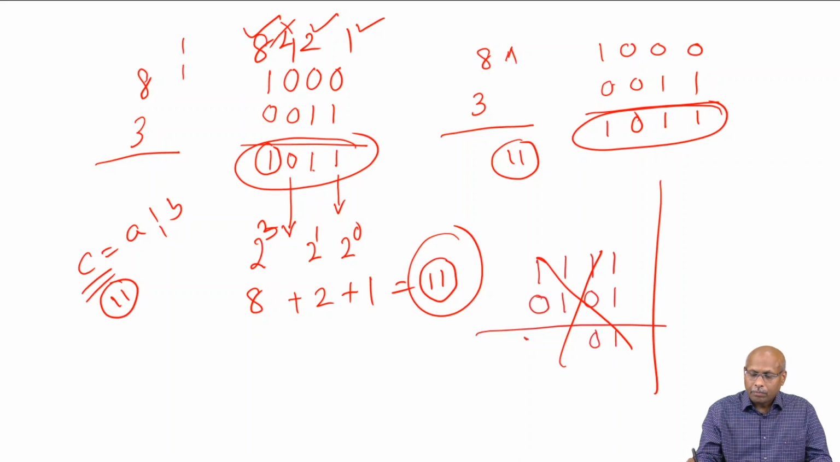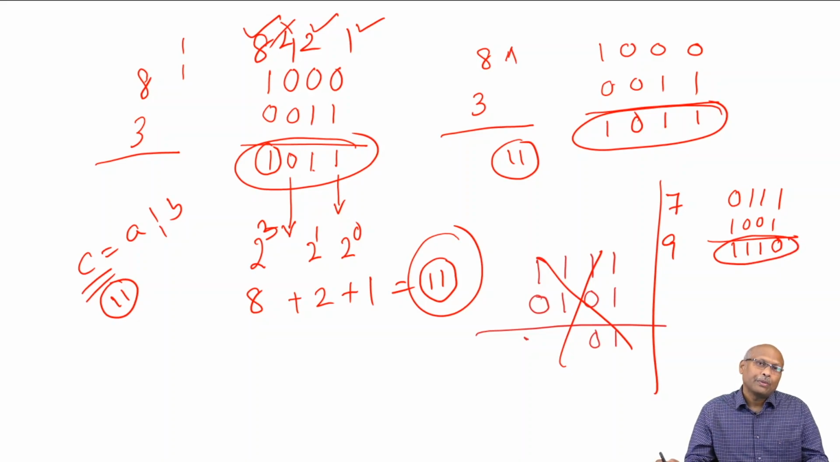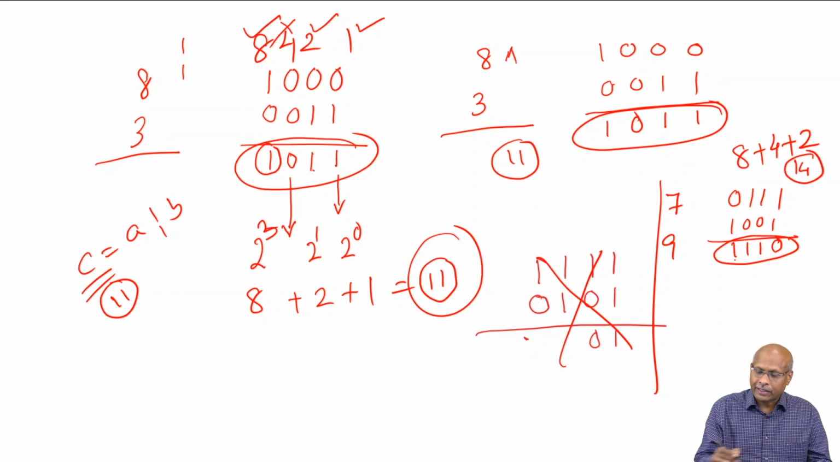If I take, for example, 7 and 9 for the XOR operation: 7 is 0111, and 9 is 1001. For the first bits, 1 and 1, both bits are the same, so 0. Then 1, 0, 1, and 1, 1, 0. So you have 1110. That is 8 plus 4 plus 2, so the answer is 14. So 14 will be the answer if I am taking 7 and 9 for the XOR operation.